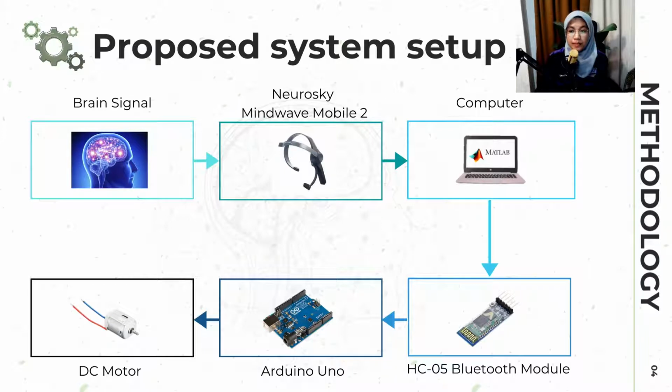Proposed system setup for methodology. It will start from brainwave signal and send data to NeuroSky Mindwave Mobile 2, and it will be identified in the computer and paired to the HC05 Bluetooth module, then sent to Arduino Uno, and it will drive the DC motor, which will make the robot move.